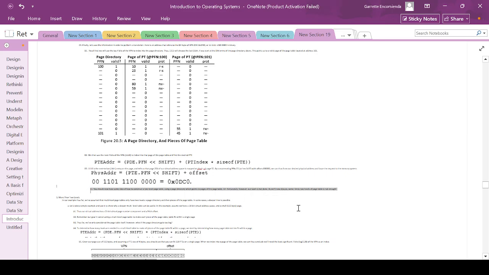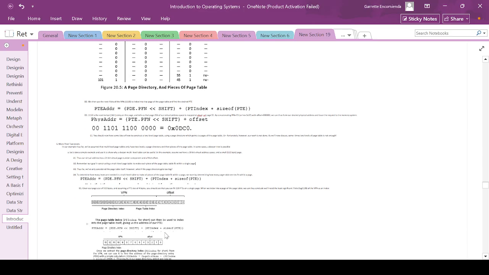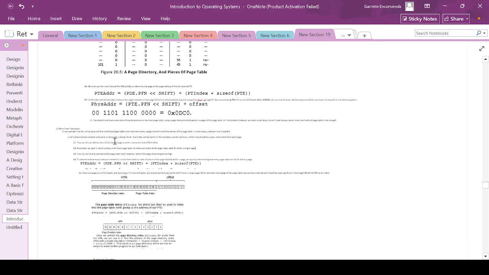Unfortunately, however, our work is not done. As we'll now discuss, sometimes 2 levels of page table is not enough. Now, more than 2 levels. In our example thus far, we've assumed that the multi-level page table has 2 levels: a page directory and then pieces of page table. In some cases, a deeper tree is possible, or a deeper node structure.